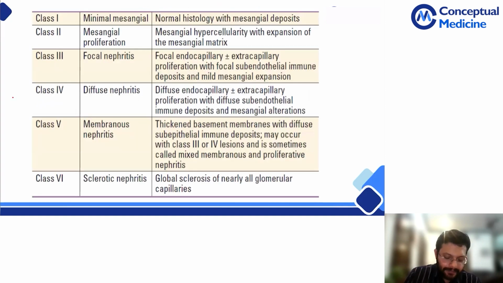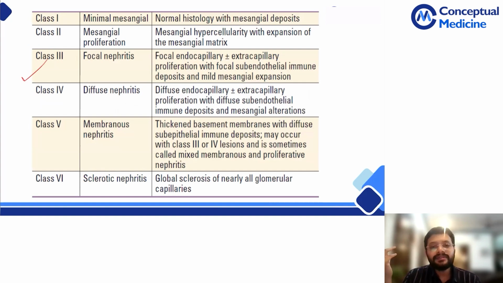So this is the International Society of Nephrology Renal Pathological Society classification of lesions in SLE. This is a very, very frequently revisited MCQ topic. So let us just go through it. You divide it into 6 classes. You do a light microscopy and look at the tissue. Different types of damage can be there. Sometimes there is no damage at all in light microscopy. That is class 1. Minimal mesangial, normal histology with mesangial deposits can be seen.